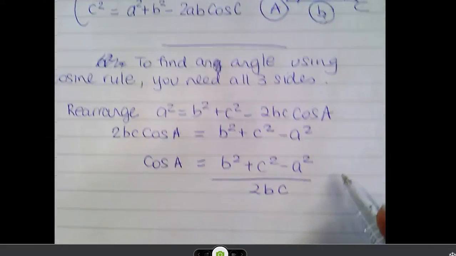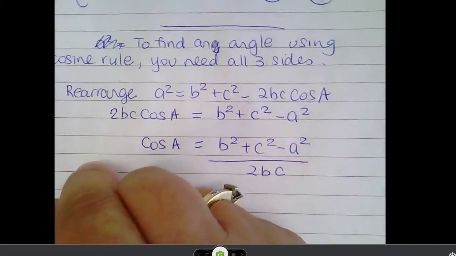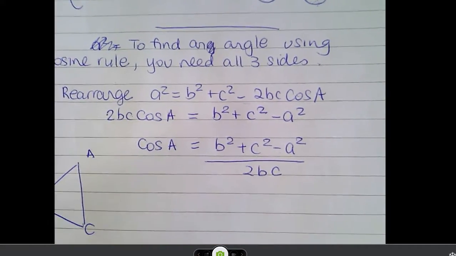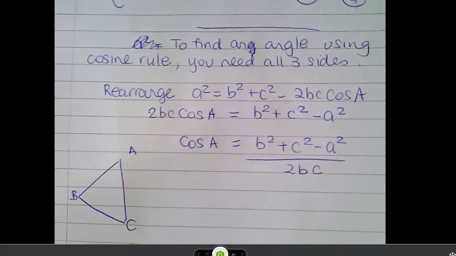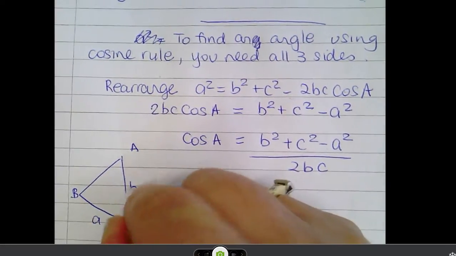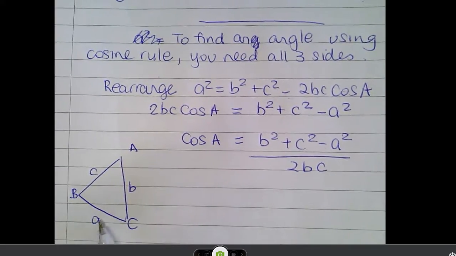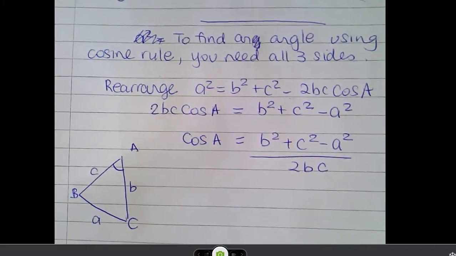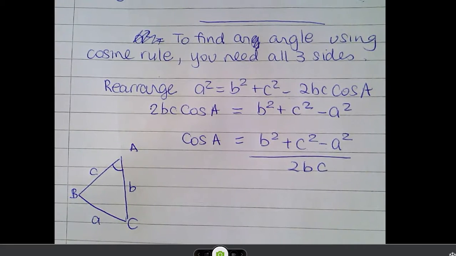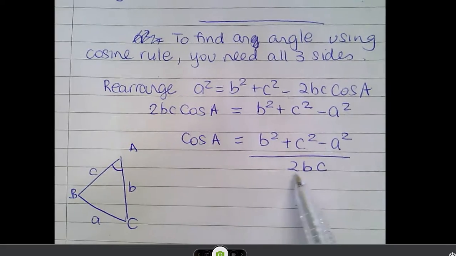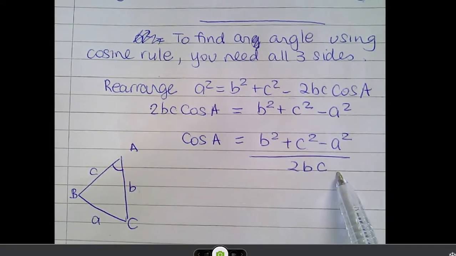Now, I'm going to draw a triangle here again. Capital A, capital B, capital C, and little a, little b, little c. You know why I'm putting little a, little b, little c where they are? Opposite. Little a is opposite capital A. Notice if you want capital A, you're adding b squared and c squared and you're subtracting the one opposite the capital A, over the 2bc.